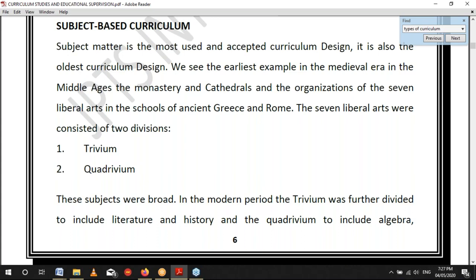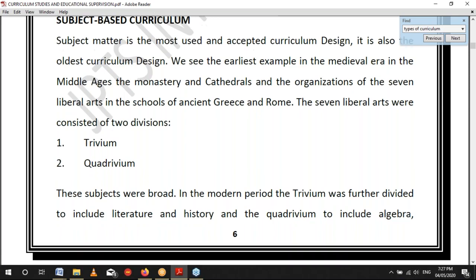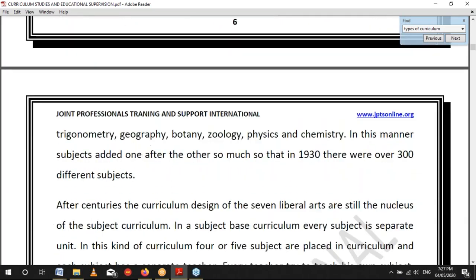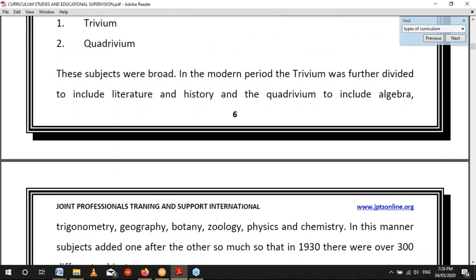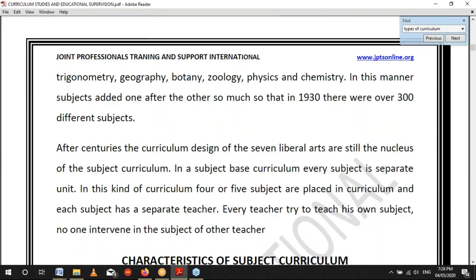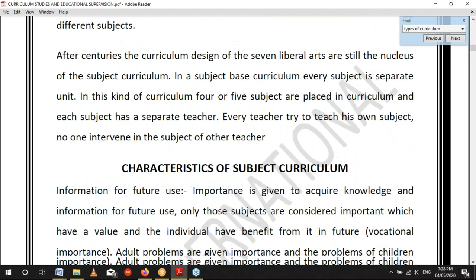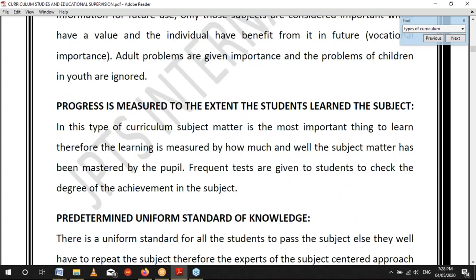2, progress is measured to the extent that students learned the subject. That is, learning is measured by how much and how well the students have mastery of that subject. Not just teaching the subject, but how well they have the knowledge of what you are teaching them.